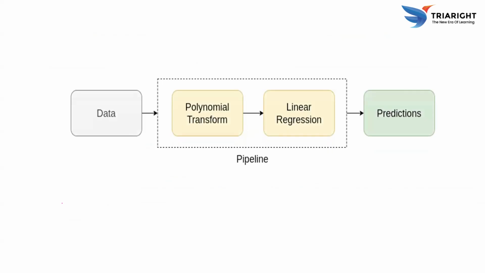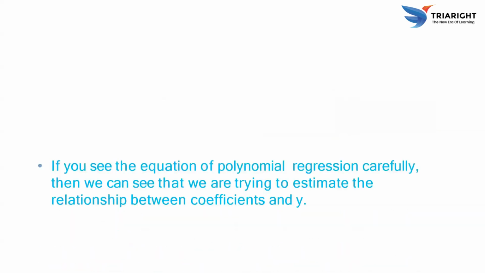Whenever the data comes to the polynomial model, it first goes through the pipeline. It takes the raw data and first applies the polynomial transform. After that, it converts to linear regression, performing some set of operations, and then it moves to the linear regression, after which it predicts the data.